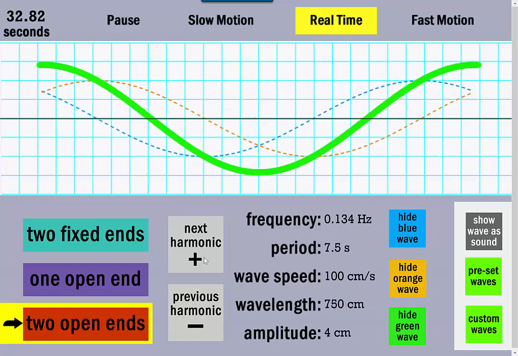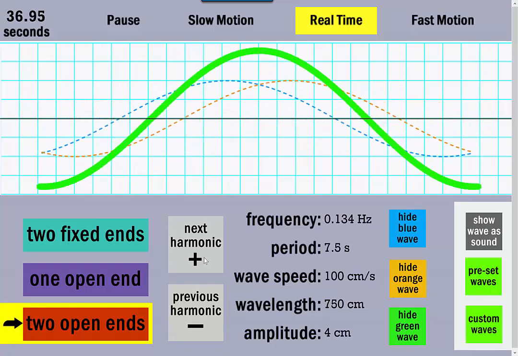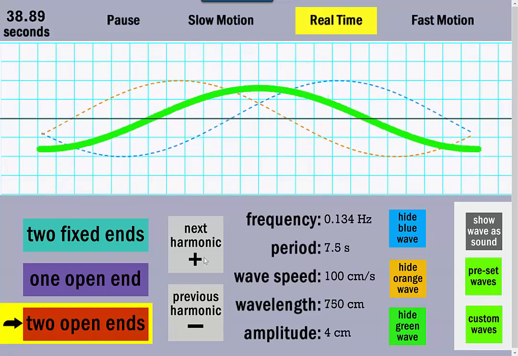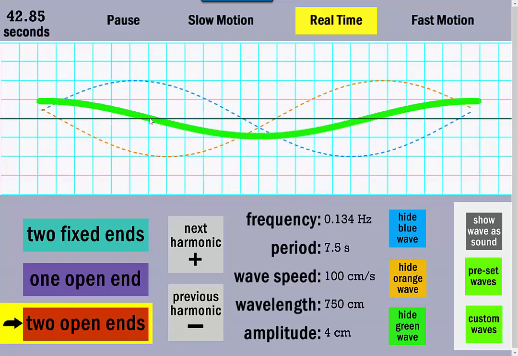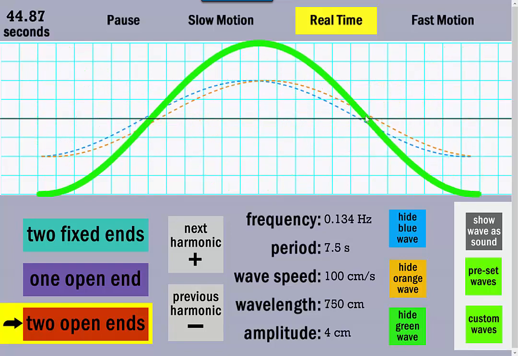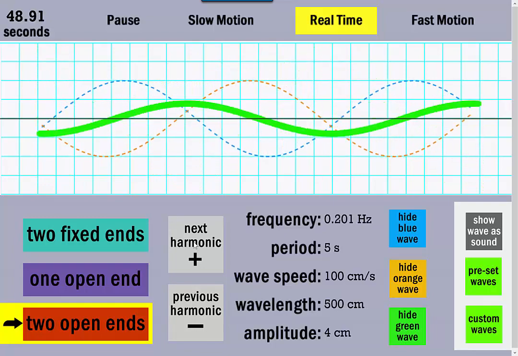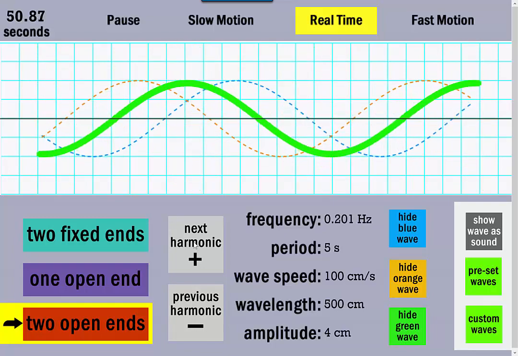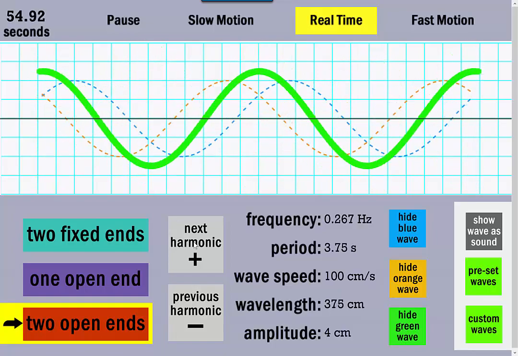All right, we're going to add a harmonic. So now we have the second harmonic going here. And notice that we have 2 points that don't move off of the center line. If we add the third harmonic, we have 3 points. The fourth harmonic has 4 points.